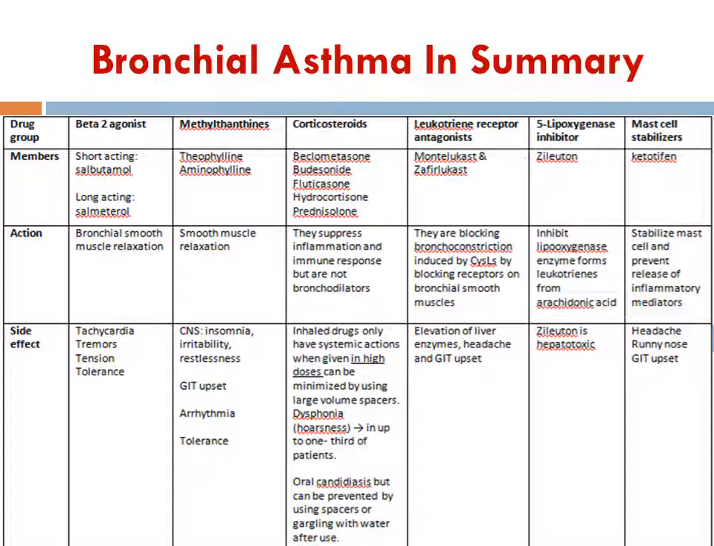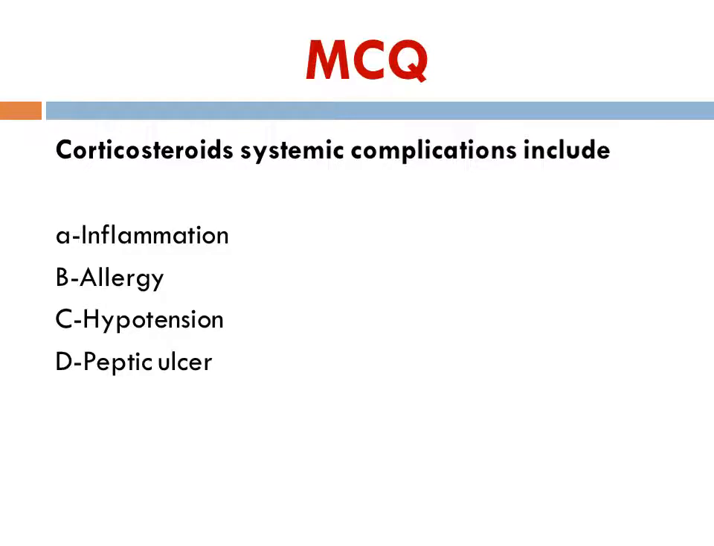And now we will discuss some multiple choice questions about this topic. Question number 1. Corticosteroid systemic complications include: A, inflammation, B, allergy, C, hypotension, or D, peptic ulceration. Corticosteroids have anti-inflammatory and immunosuppressing effects, so they are not complicated by inflammation or allergy. So A and B are false. Corticosteroids lead to salt and water retention and may lead to hypertension, so they are not complicated by hypotension. But they increase gastric HCl, so they are complicated by peptic ulceration. So the true answer is D, peptic ulceration.